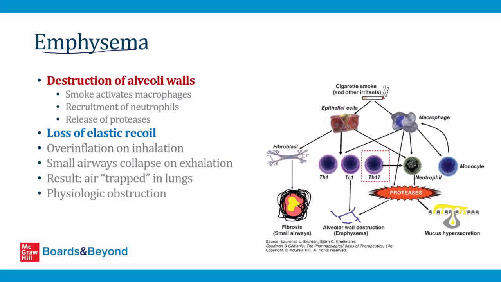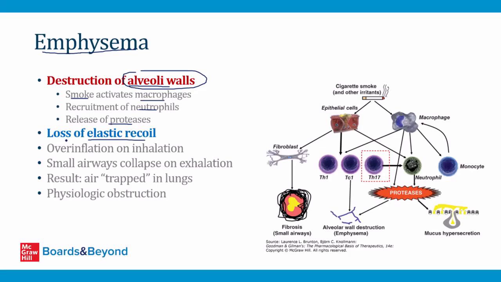So the pathophys of emphysema involves destruction of alveolar walls. Irritants like cigarette smoke activate macrophages, they recruit neutrophils, and neutrophils release proteases, which break down proteins and therefore break down the alveolar walls. When the walls break down, you lose the elastic recoil, and it's very important that you understand this.